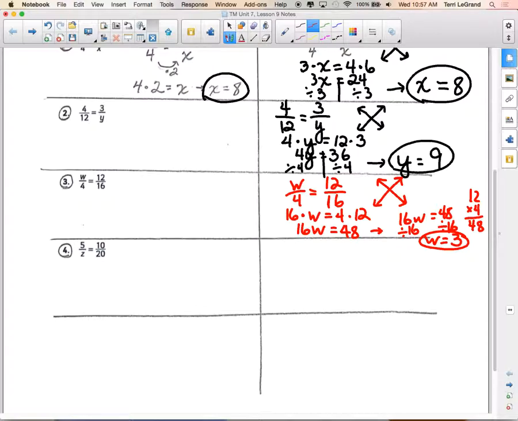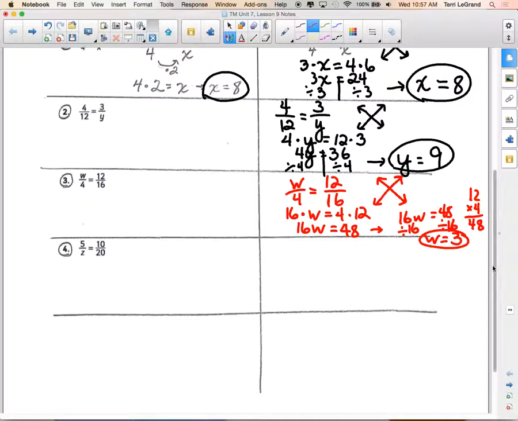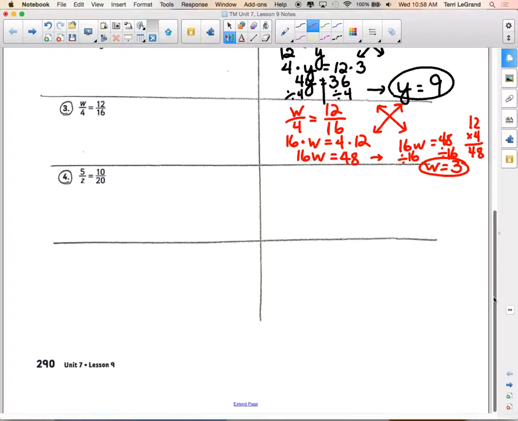So on the other side, could you have written 12 times 4 instead of 4 times 12? Yeah, you would still be right. But we have to have the 4 and the 12 together on one side and the 16 and the W together on the other side. They are the diagonals, okay? Is that what we got for W on the other side? When we checked it, we also checked 3 and it checked out? Okay.